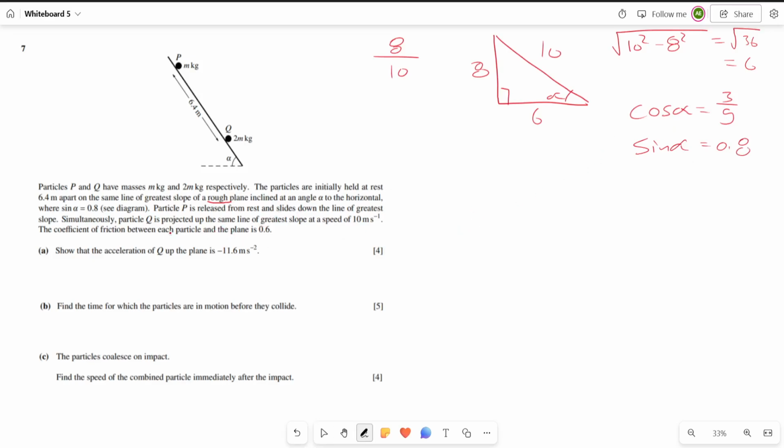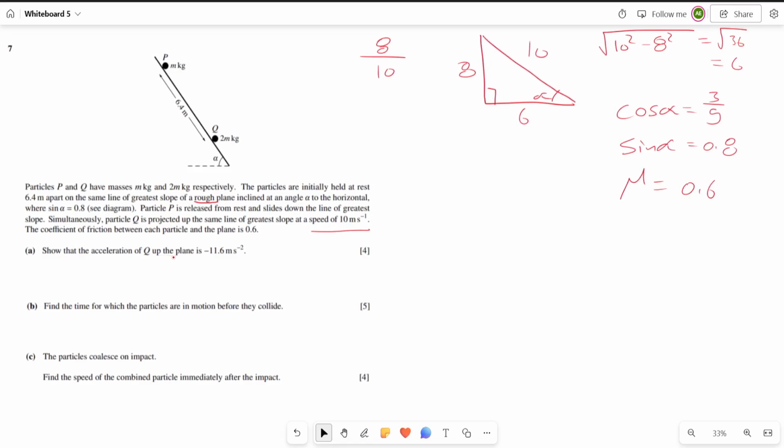So let's continue. Particle P is released from rest and slides down the line of greatest slope. And simultaneously, at the same instant, particle Q is projected up the same line of greatest slope with a speed of 10 meters per second. The coefficient of friction, or mu, is 0.6. Okay, part A says that show that the acceleration of Q up the plane is this.